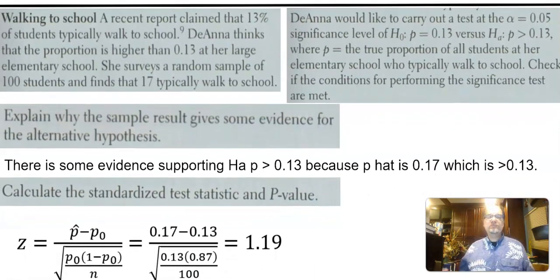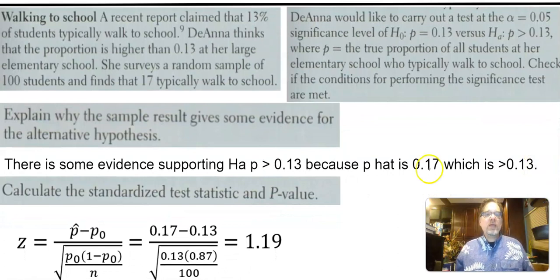Let's try another example. Remember that walk to school one that we did earlier? Deanna would like to carry out a test with an alpha of 0.05. That's the number I'm going to check against, my significance level. My null hypothesis is p equals 0.13 versus an alternative hypothesis of p greater than 0.13, and p is the true proportion of all students at our elementary school who typically walk to school. Check if the conditions for performing the significance test are met. Well, we already did that, and the answer was yes, they were met.